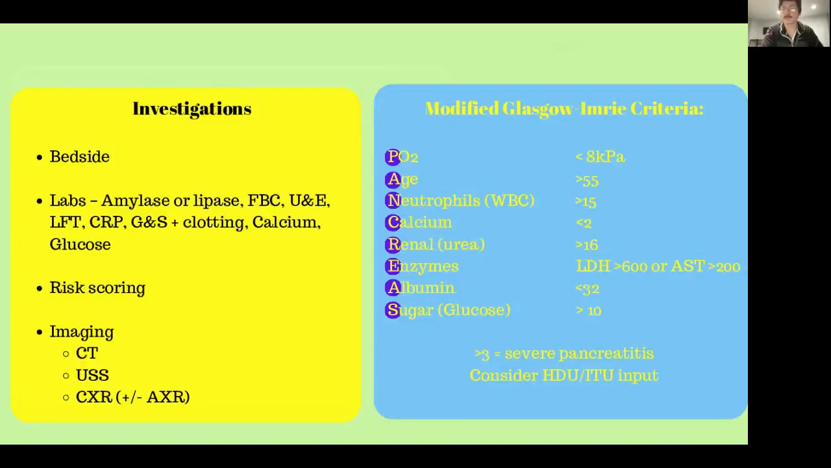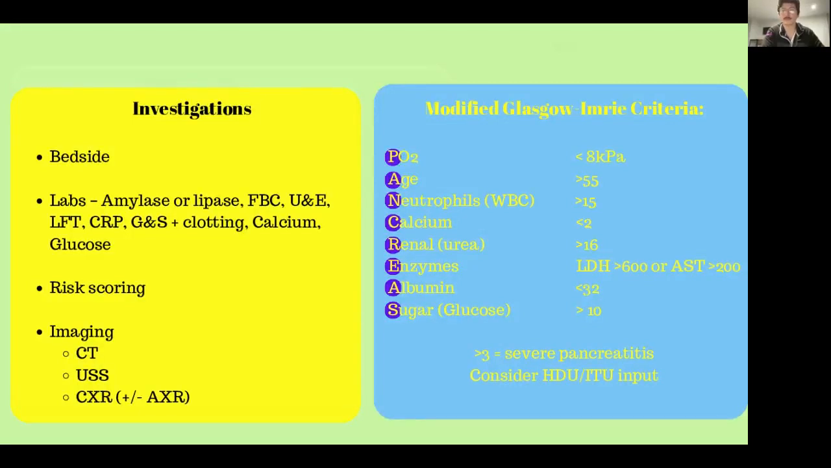We use this risk scoring on the right here, the Glasgow-Imrie criteria, to do that. Just touching on some of the other blood tests: all your usual ones, group and save, clotting, in case they hemorrhage and you need to give them some blood products. Calcium as well, as we've talked about, you can get hypocalcemia, and glucose as well, again for the risk scoring. Imaging, probably a CT, to be honest, or an ultrasound. And then you can also get a chest x-ray if you're worried about perforation, because that's a differential for severe abdominal pain.